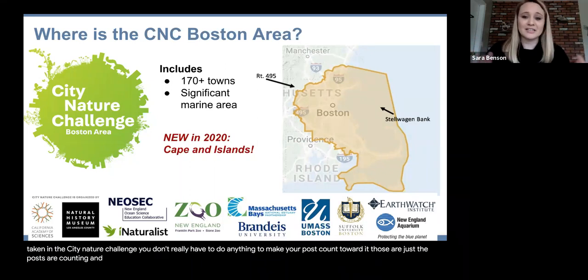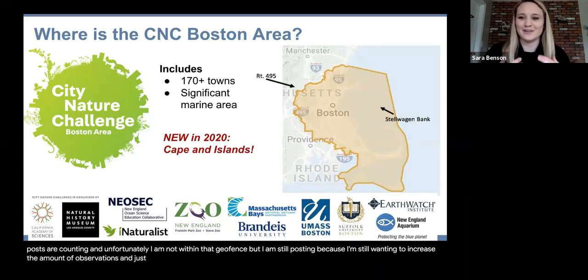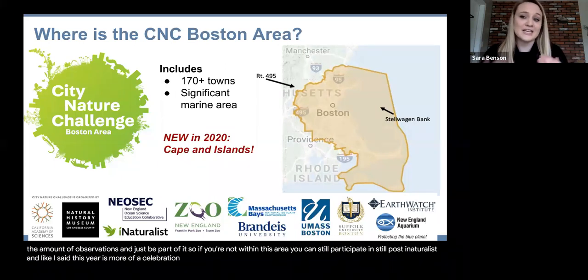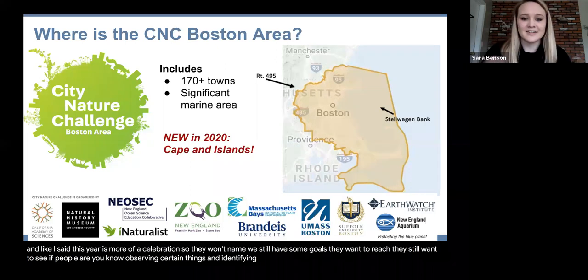And unfortunately, I am not within that geofence, but I am still posting because I still want to increase the amount of observations and just be part of it. So if you're not within this area, you can still participate and still post to iNaturalist. And like I said, this year is more of a celebration, so they won't name a winner this year. However, they still have some goals they want to reach. They still want to see if people are, you know, observing certain things and identifying certain animals.